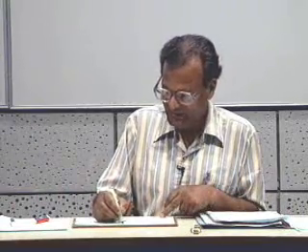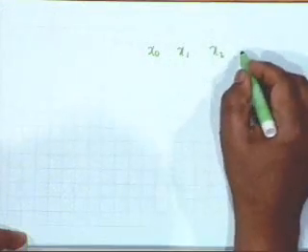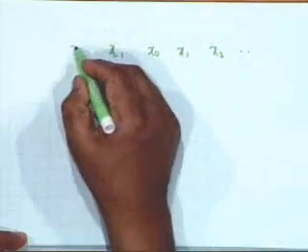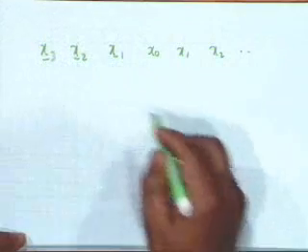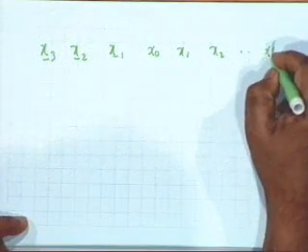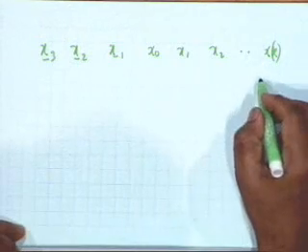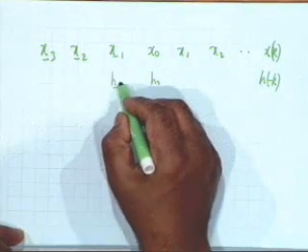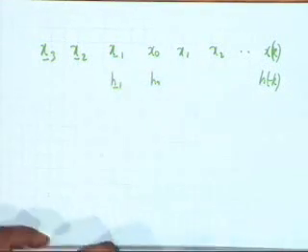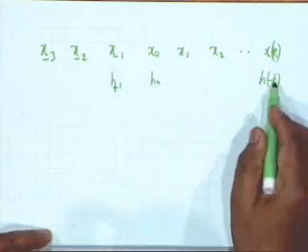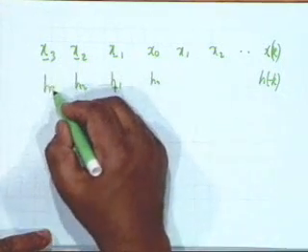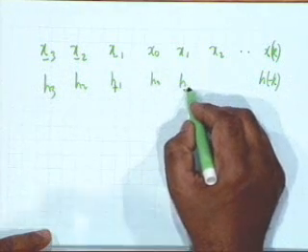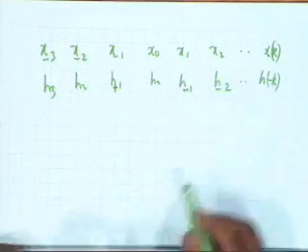Now, reduce this. We had x0, x1, x2, x of minus 1, x of minus 2, x of minus 3, and so on. This is x of k. And then we had h of minus k. We had h0, this was h of minus 1. I beg your pardon, I'm making a mistake again. This is h of minus k. So h of 1, h2, h3, h of minus 1, h of minus 2, and so on.